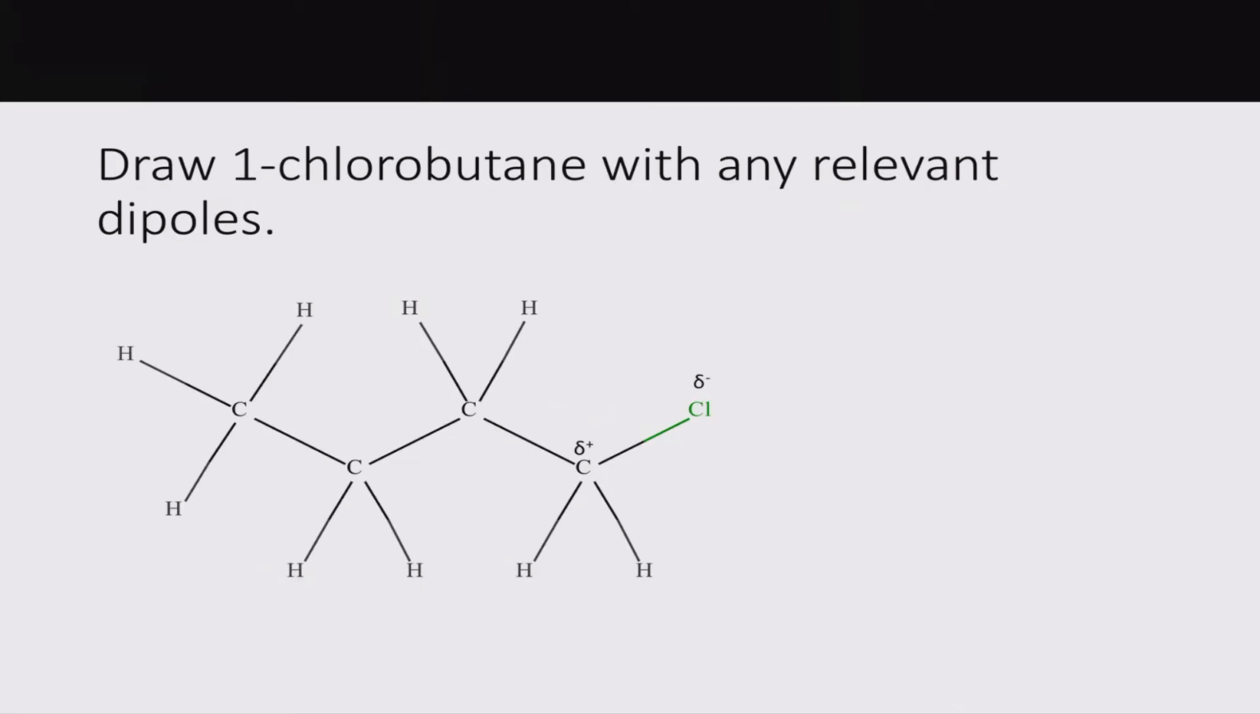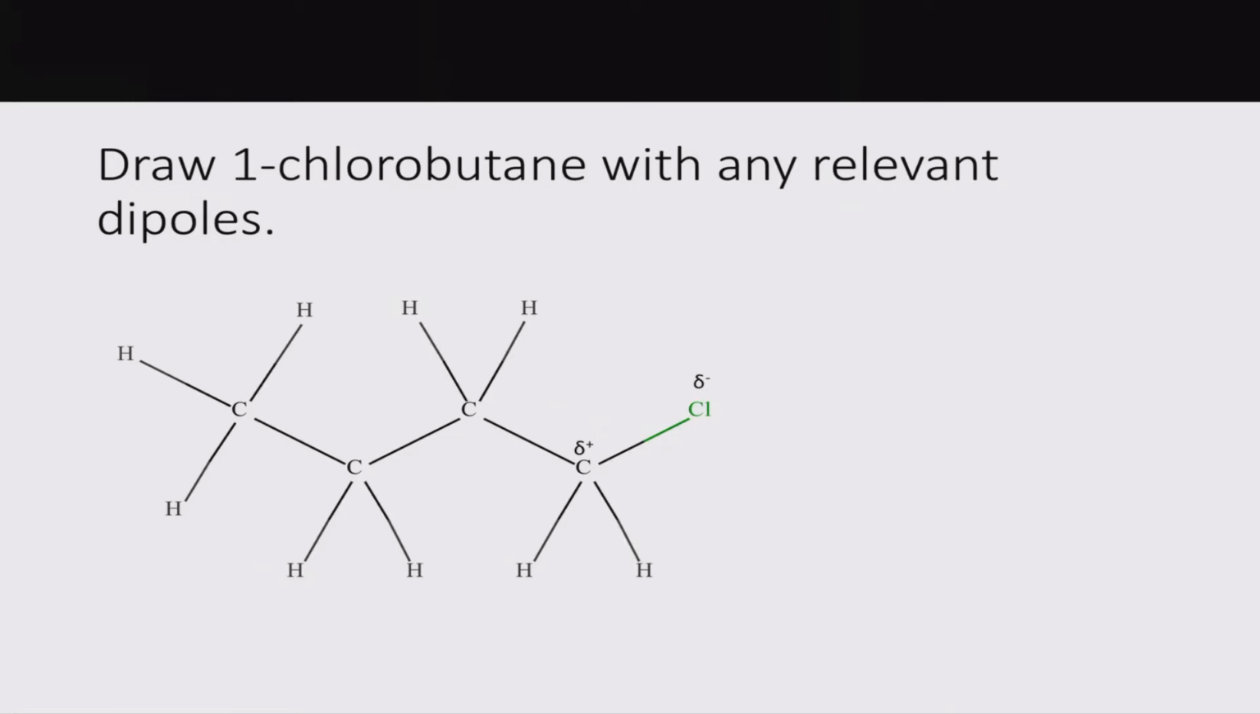Can you please, for me, draw one chlorobutane and include any relevant dipoles in that? Again, I will give you a little minute just to do that. Okay. Hopefully you have a molecule that looks something like that. Don't worry if yours doesn't zigzag like I have got mine. Mine is purely that way because it's attempting to show the tetrahedral shape around each of those carbons. Because of course each of those carbons has 4 bonding regions. Those will repel each other maximally, giving us 109.5 degrees around each of those bonds. But that's why it's showing that.